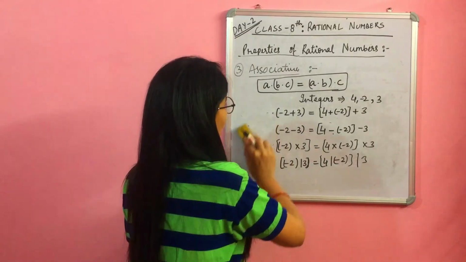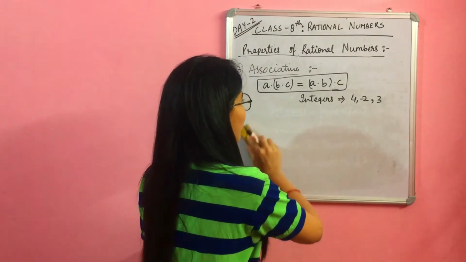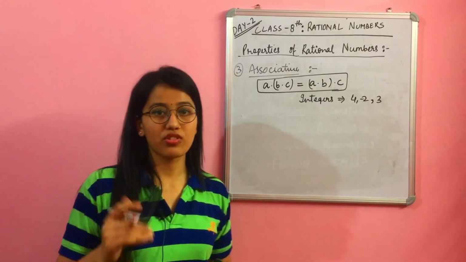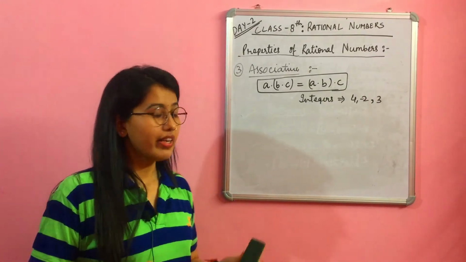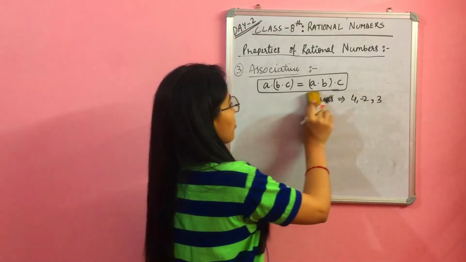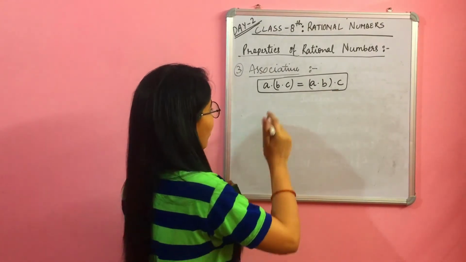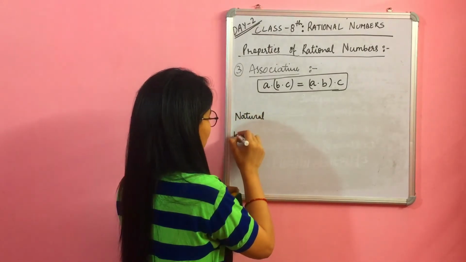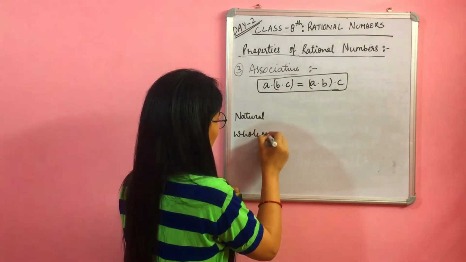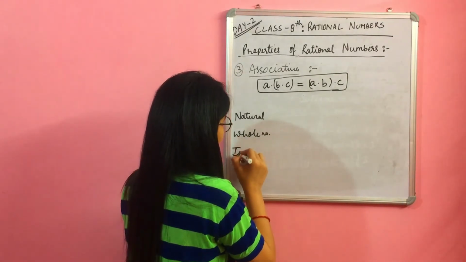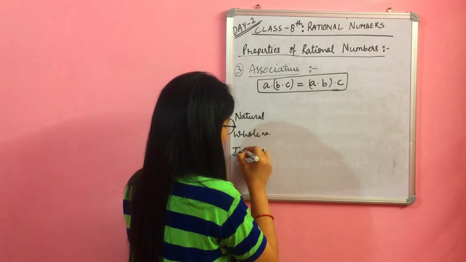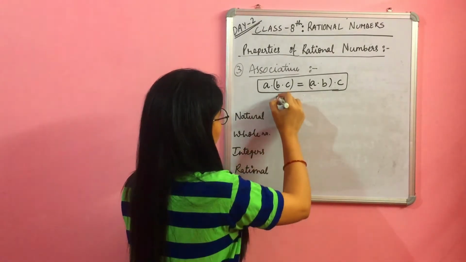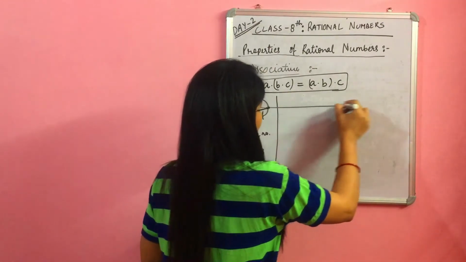Similarly, when you check for rational numbers, it will satisfy in the case of addition and multiplication only, not in the case of subtraction and division. Okay, so if I want to summarize this associative law in the form of a table, we have these sets: natural numbers, whole numbers, integers, rational numbers, right? So the table will be the same as the commutative law.